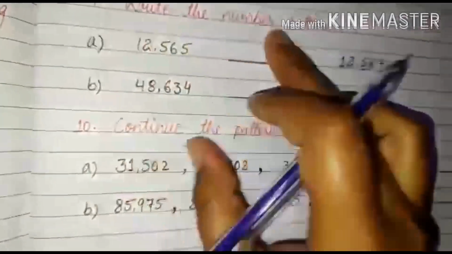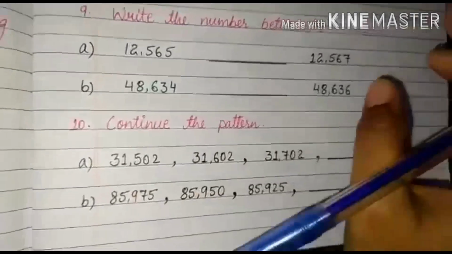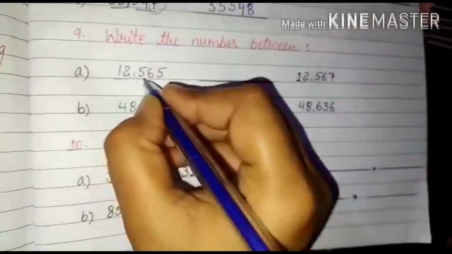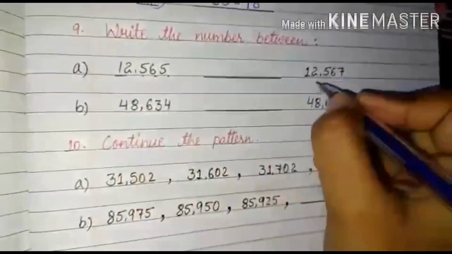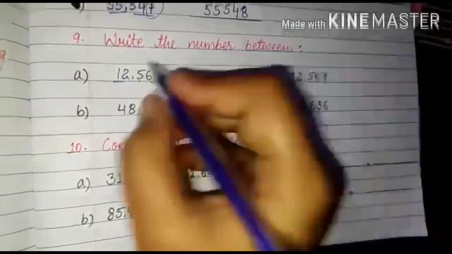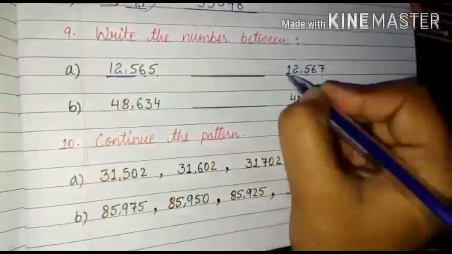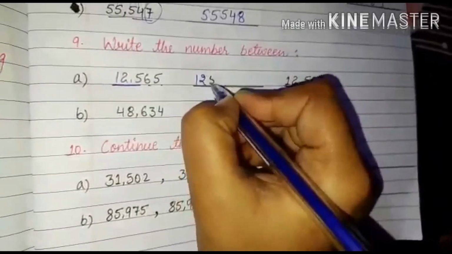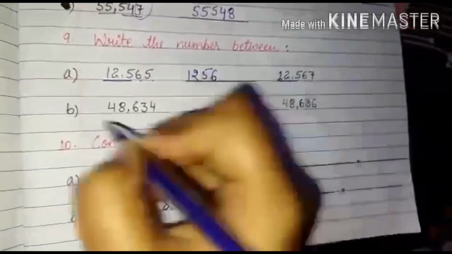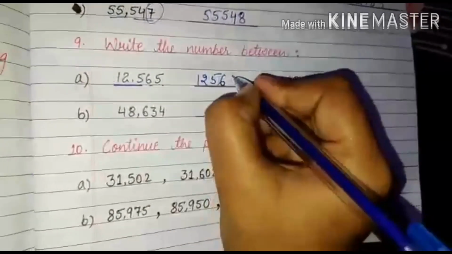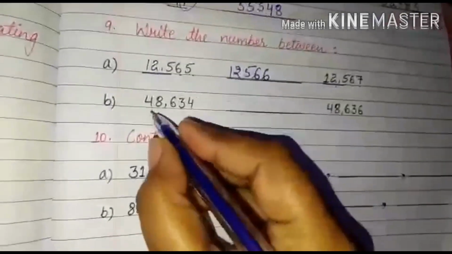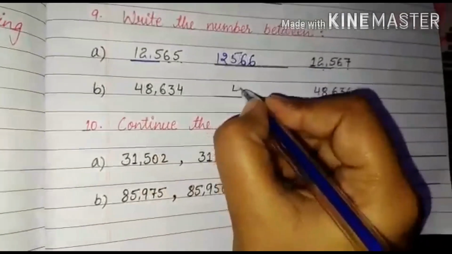Now the next question is write the number between. It is the easiest one. You have 12,565 and it is 12,567. So that means 12,500 is same in both. So write 12,500. 60 is also same in both. Between 65 and 67 comes 66. 48,634.